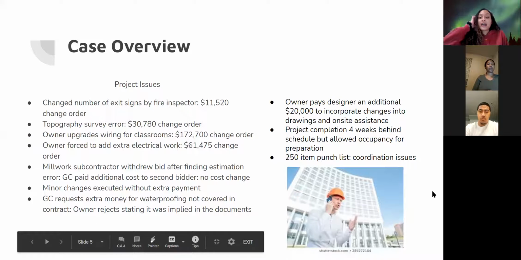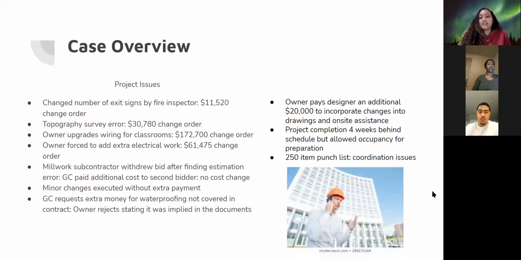The owner actually paid the designer an additional $20,000 to incorporate the changes that were made into the drawings and also help more on site. The project completion date was 4 weeks behind schedule, but it allowed occupancy for people to prepare for the students. And there was a 250 item punch list, which led to coordination issues during the project.